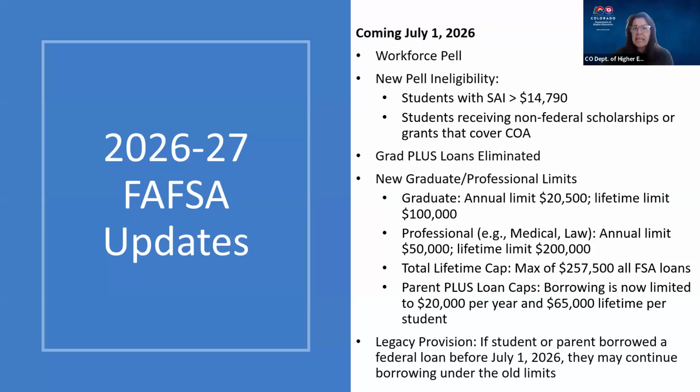There have been some loans that are eliminated. The Grad PLUS loan is eliminated, and there are new graduate and professional limits that you can see there. This also includes the Parent PLUS loan caps. However, they did write in a legacy provision. So if a student or a parent borrowed a federal loan before July 1st, 2026, they may continue borrowing under the old limits.